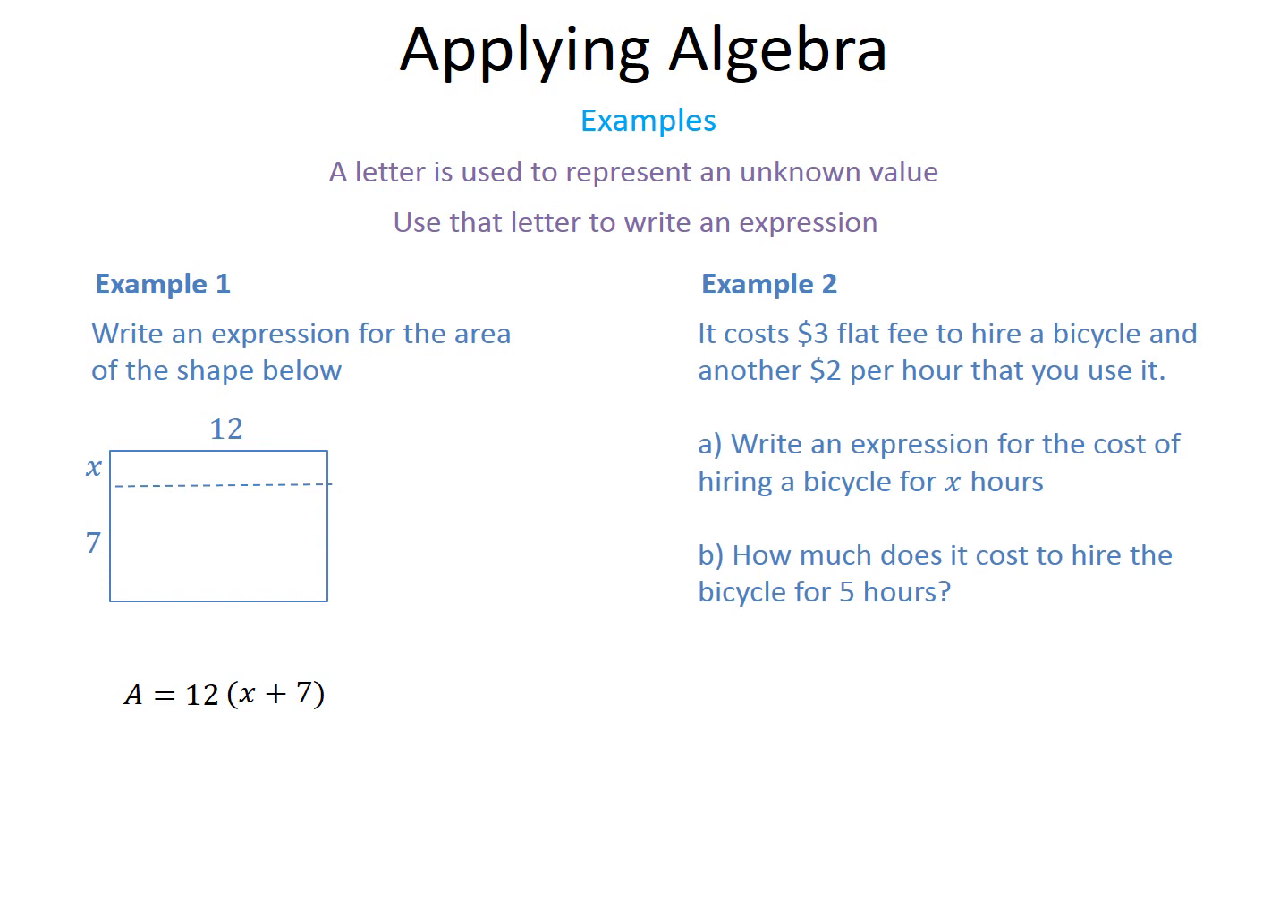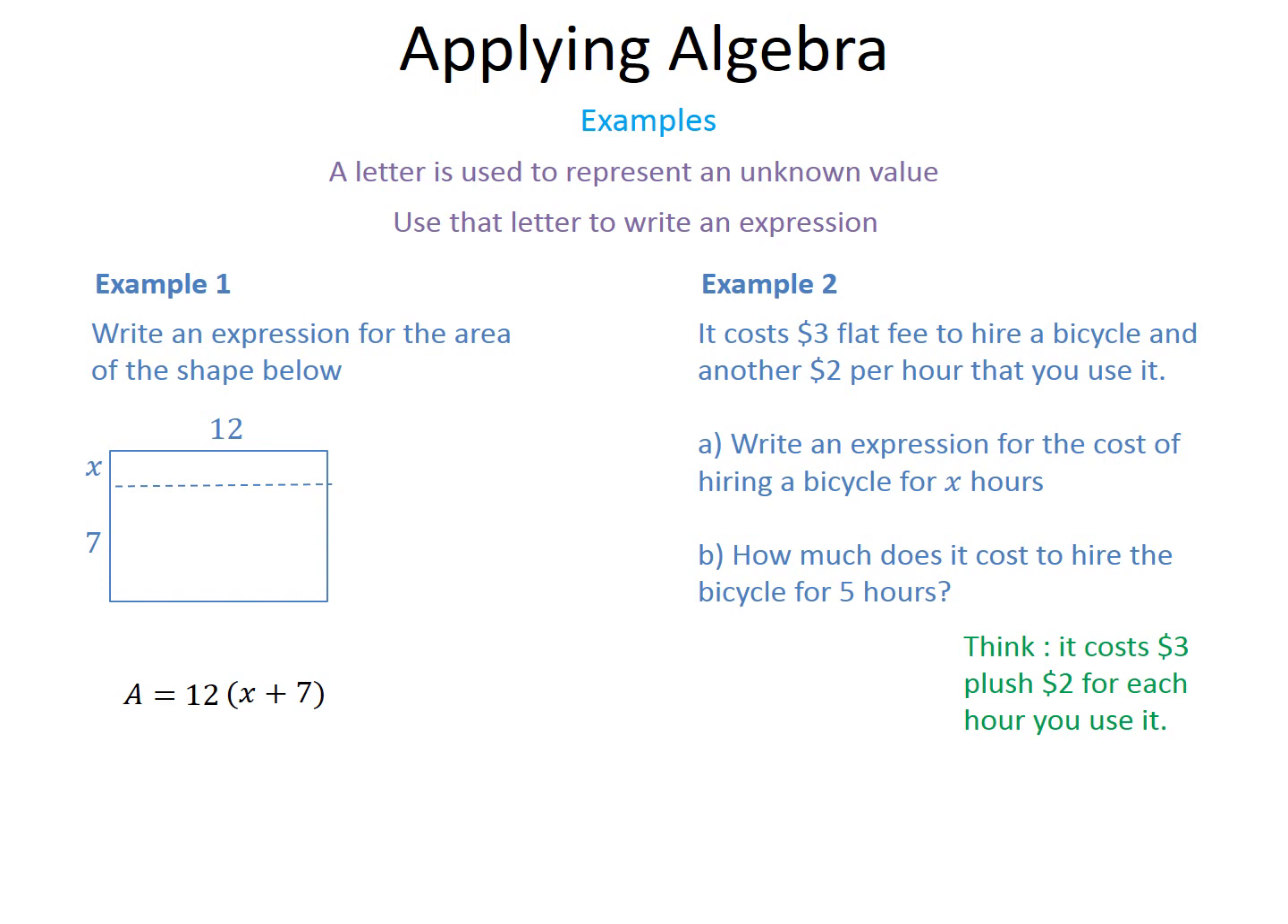It costs a flat fee of $3 to hire a bicycle. That means you pay the $3 no matter what, and then another $2 per hour that you use it. And so part A says write an expression for the cost of hiring a bicycle for x hours. And so again, we're going to have to think it costs $3 plus $2 for each hour. So in other words, $2 times the number of hours.